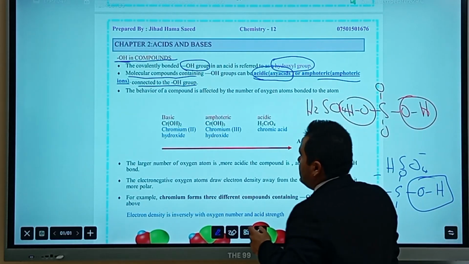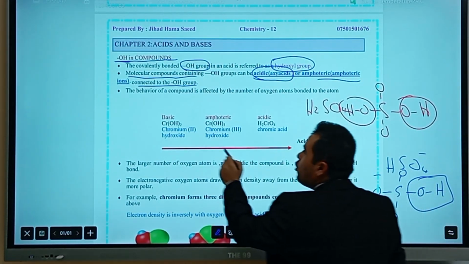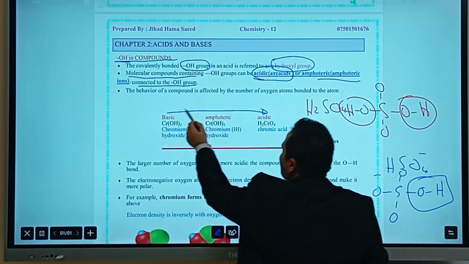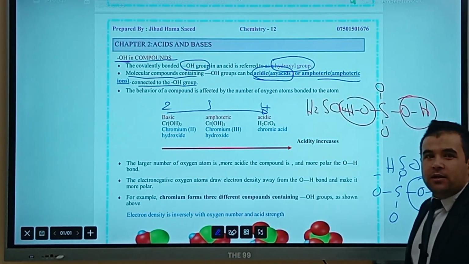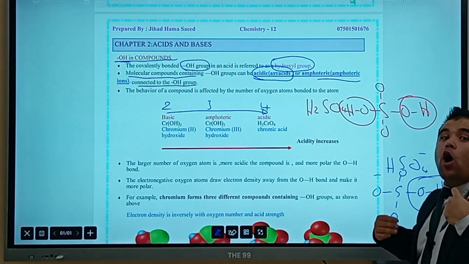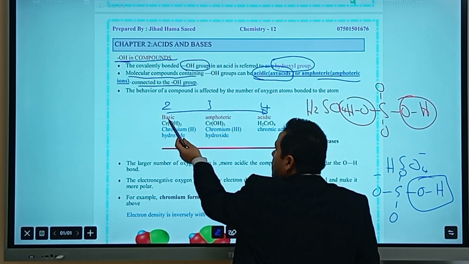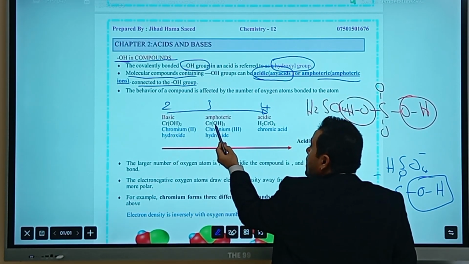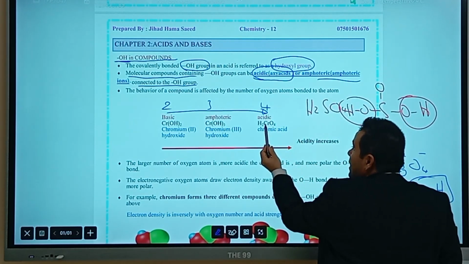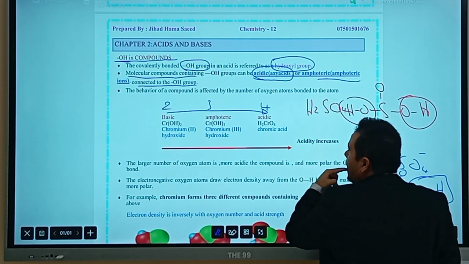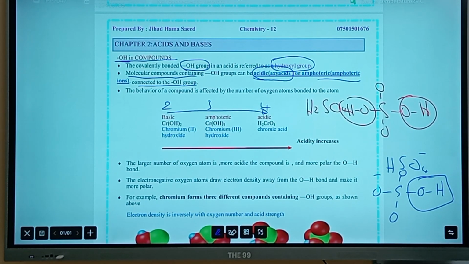Guys, the behavior of the compounds is affected by the number of oxygens. Whenever the number of oxygens increases in this direction, what will happen to the property of the compound? It becomes more acidic. You can determine this from this example: chromium 2 hydroxide is basic, which has 2 oxygens. Chromium 3 hydroxide is amphoteric, which has 3 oxygens. And chromic acid has 4 oxygens, which is acidic. So acidity increases as the oxygen number increases.